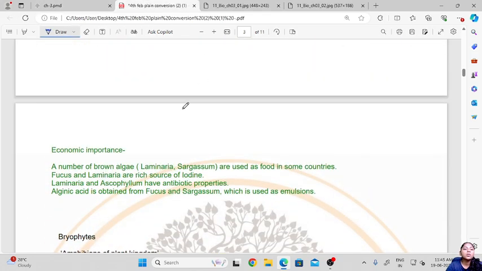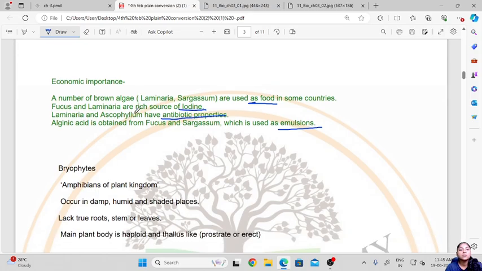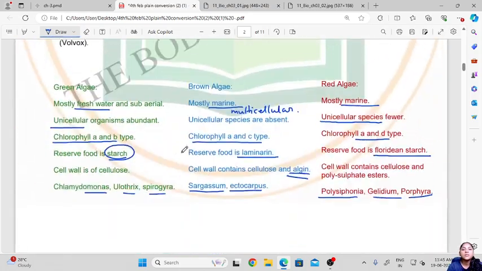Then coming to the economic importance of the algae. A number of brown algae like Laminaria and Sargassum are used as food in some countries. Then Fucus and Laminaria are a rich source of iodine. Then Laminaria and Ascophyllum have antibiotic properties. And also alginic acid is obtained from Fucus and Sargassum, which is used as emulsions. So this is all about the division algae.